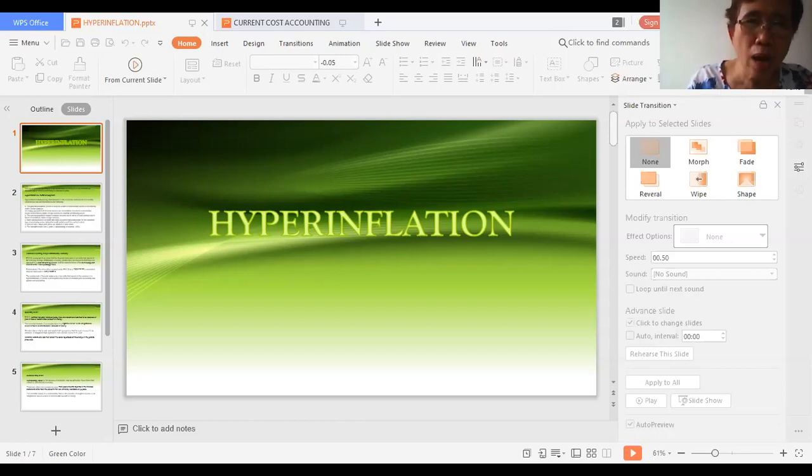Okay, so how do we define hyperinflation? With regards to PAS number 29 on financial reporting in a hyperinflationary economy, we have statements that will guide us in the course of preparing our financial statements. Hyperinflation is a matter of judgment, and it's indicated by characteristics of the economic environment of a country, which include but are not limited to the following.